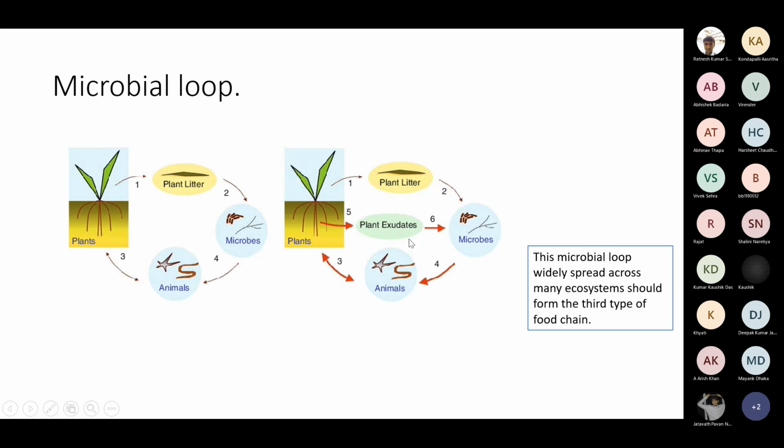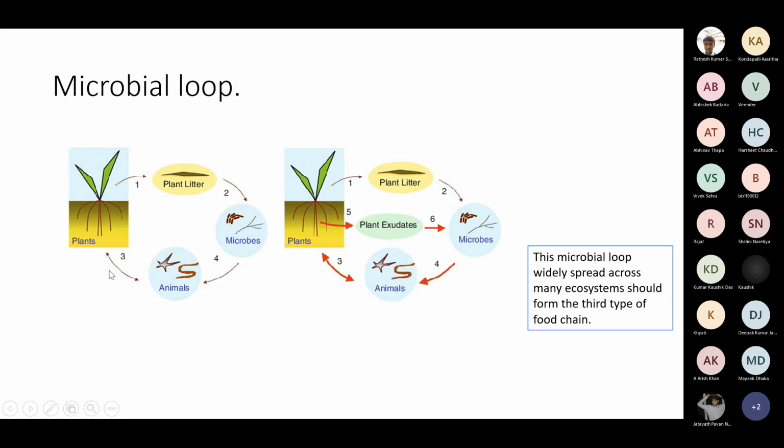Okay, then let's move to the next feature, which is that of a microbial loop. Now you should understand that many of these things we are talking about, like the metabolic interactions, food chains, and trophic levels, are all properties of the ecosystems. So having microbial loops is also an important property of the ecosystem. What do we mean by a microbial loop?